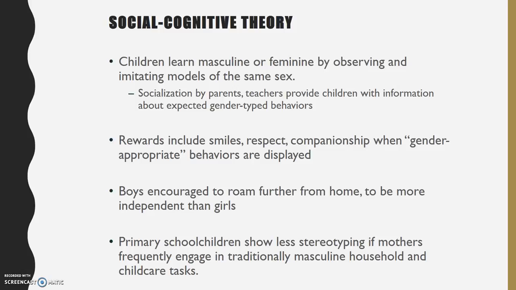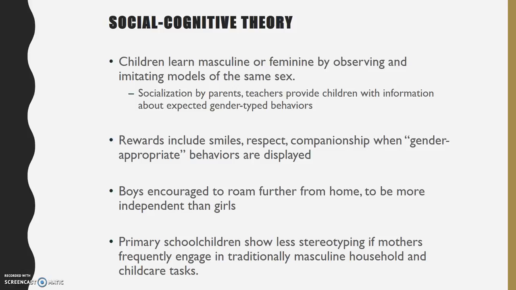So what's acceptable, what's expected, either of a man or a woman, we get that information from our same-sex role models. And we tend to, as a culture, if girls behave in a way that we think girls should behave, we tend to reward that with compliments, with smiles, with companionship, with respect. And the same with boys. We tend to do the same thing. So we're being rewarded by displaying the right kinds of gender specific behaviors.